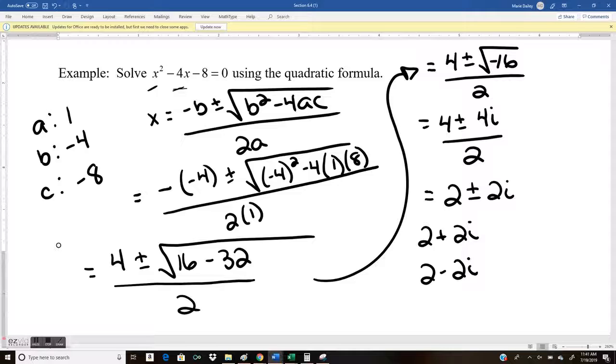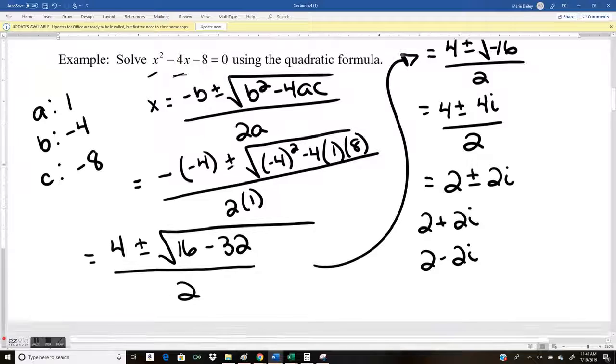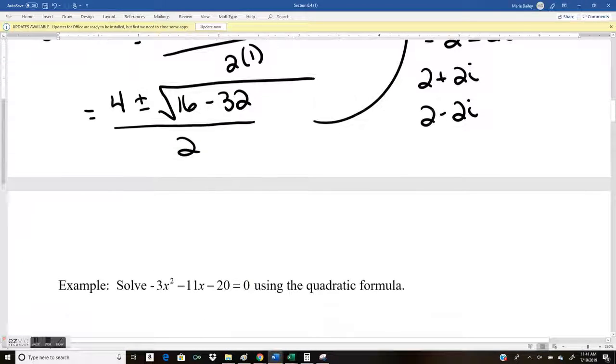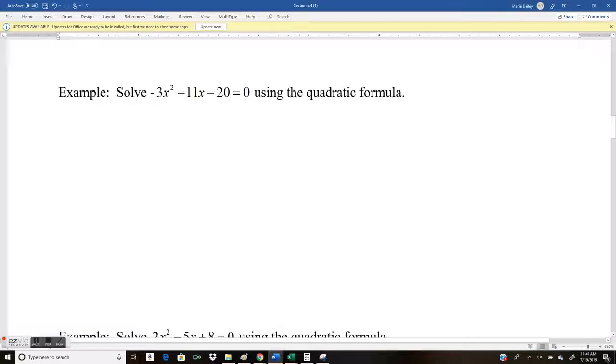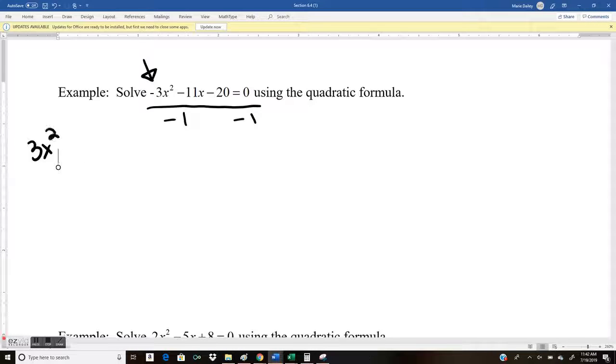All right, fantastic. Let's take a look then at the next one. In this one, I want to solve negative 3x squared minus 11x minus 20 equals 0. Now, we're almost in standard form, but remember, to be in standard form, our a, or our leading coefficient, has got to be positive. So to accomplish that, I'm going to divide both sides by negative 1. This then gives me the equivalent equation of 3x squared plus 11x plus 20 equals 0.